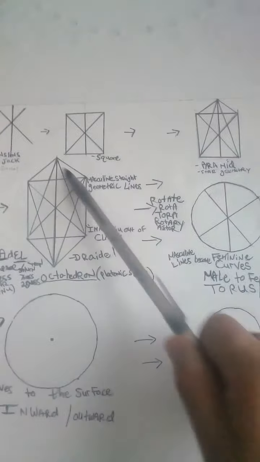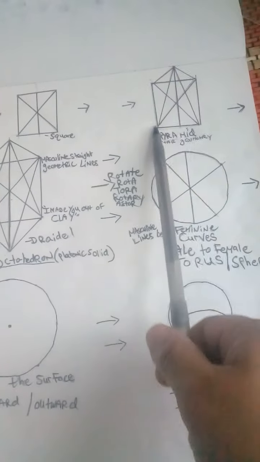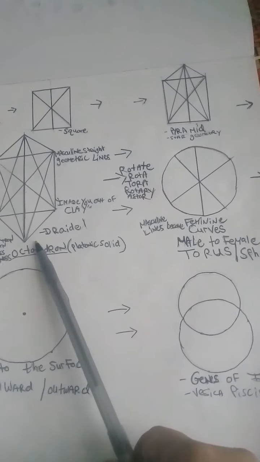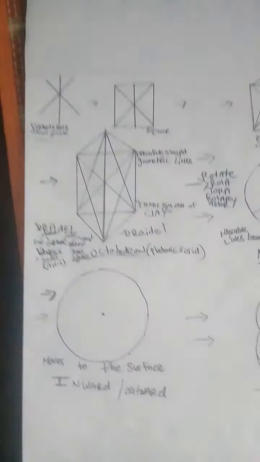Once projected in all directions, it'll naturally form a square for boundaries. Then it moves into a pyramid, and then from there, you just add the same thing over here. This is so it can rotate, okay? Then you add the same thing down here, and you get an octahedron. Now an octahedron is the dRAidEL, because dRAidEL, I made you out of clay.